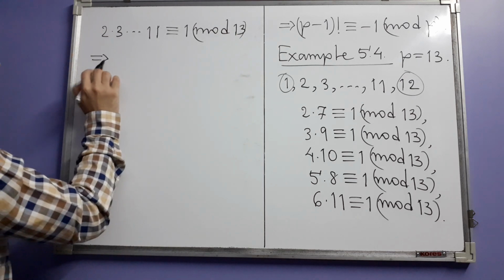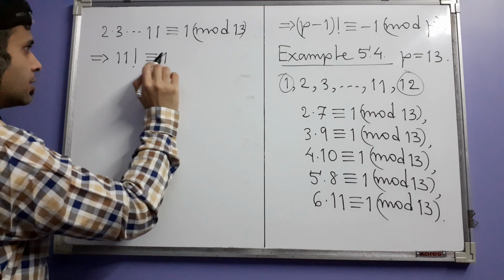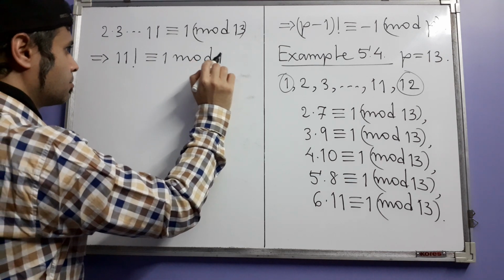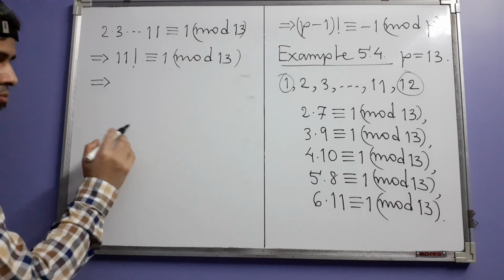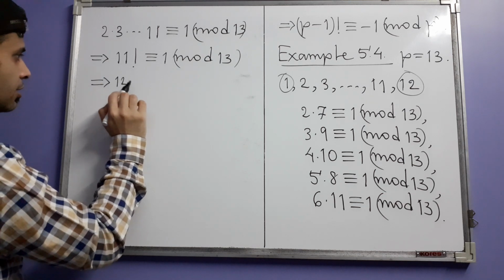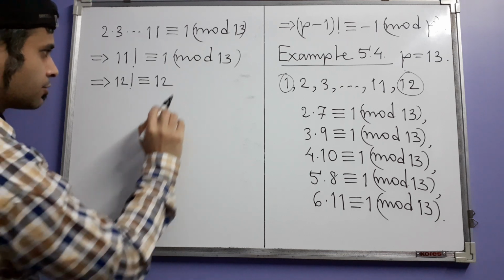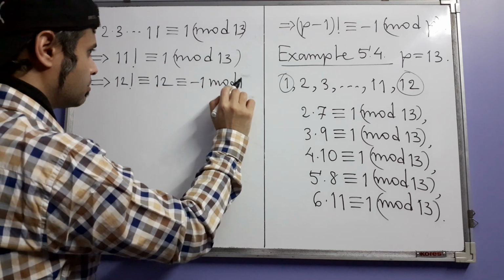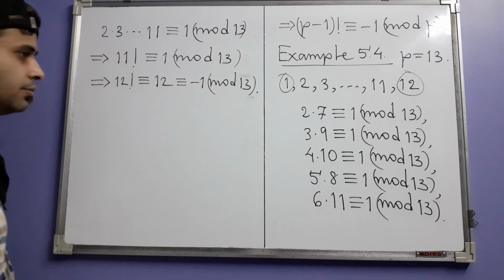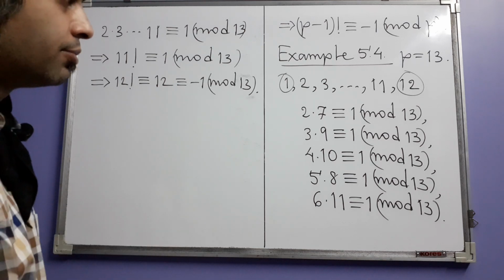That means we are getting 11 factorial is congruent to 1 mod 30. So if you now multiply by 12 on both sides, you get 12 factorial on the left hand side and the right hand side becomes 12, which itself is congruent to minus 1 mod 30. Yes, so that's how you are getting this Wilson's theorem for the prime p equal to 13.